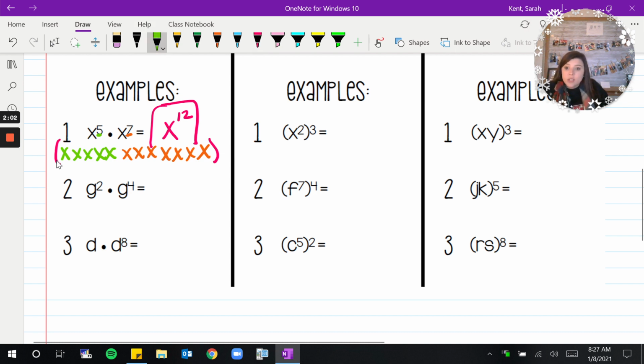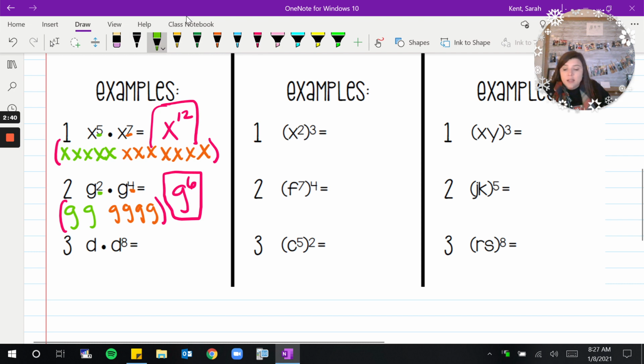If we look at example 2, here we've got g to the power of 2, so that means I've got 2 g's, and then g to the power of 4, which means I have 4 g's. So again, for our answer, we want all of these g's together. So if I count all of them, I've got 1, 2, 3, 4, 5, 6 g's all together. So my answer would be g to the power of 6, because there are 6 total g's.